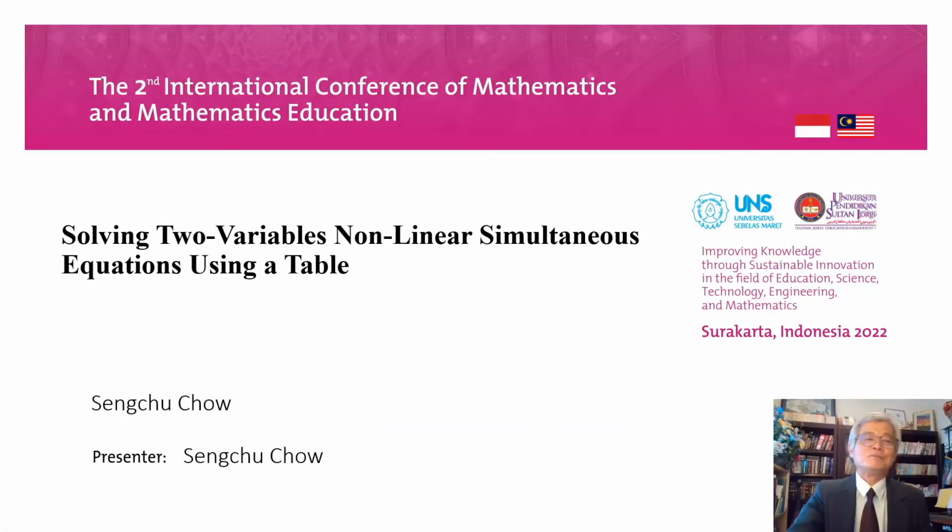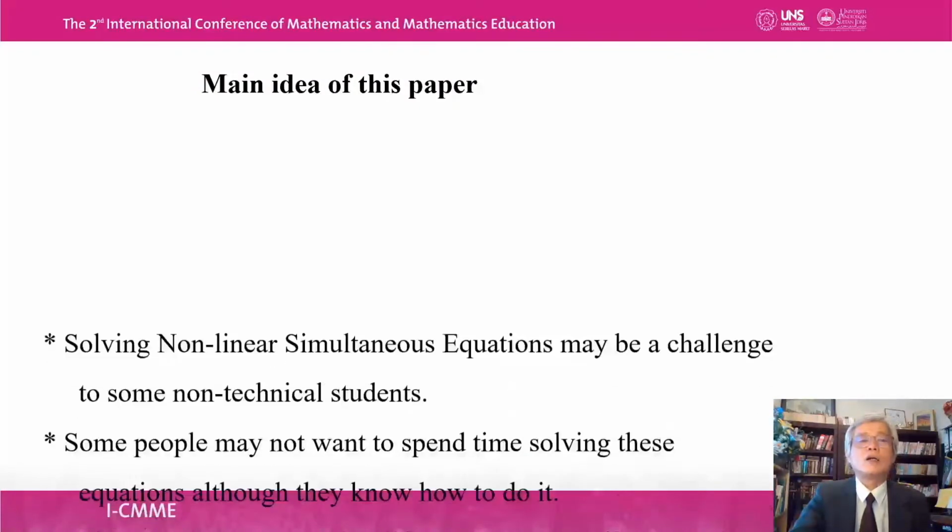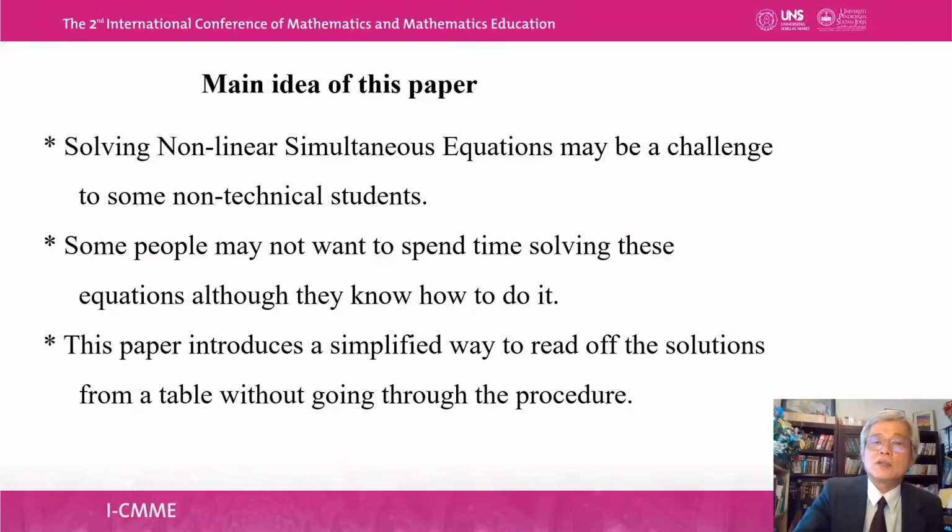Welcome to my presentation. Today I want to share my research paper titled Solving Two Variables Nonlinear Simultaneous Equations Using a Table. The main idea of this paper is that solving nonlinear simultaneous equations may be a challenge to some non-technical students. Some people may not want to spend time solving these equations, although they know how to do it. This paper introduces a simplified way to read off the solutions from a table without going through the procedure.